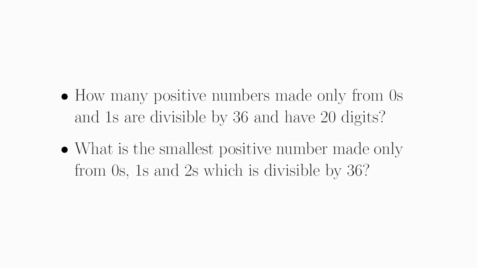Here are a couple of extension problems for you to consider. How many positive numbers made only from zeros and ones are divisible by 36 and have 20 digits? The second problem, what is the smallest number made only from zeros, ones and twos, which is divisible by 36? If you can solve those, then you could make up some similar problems for yourself.